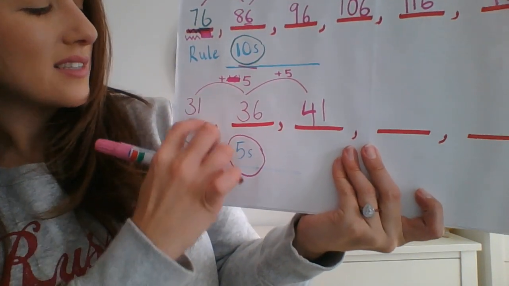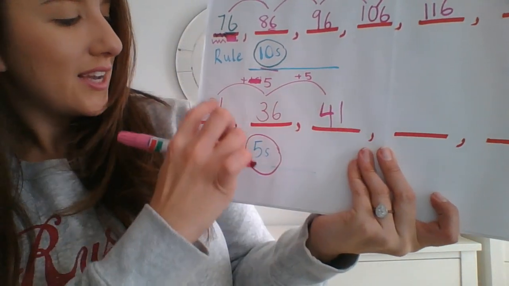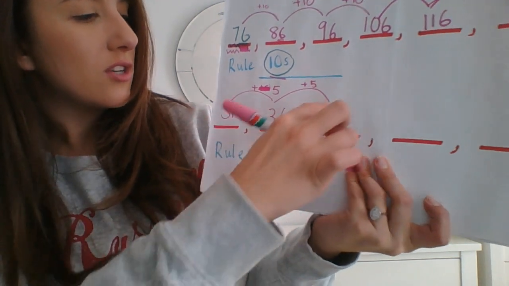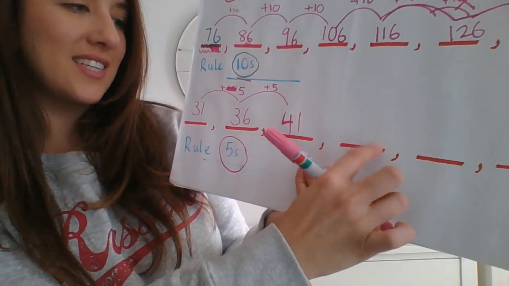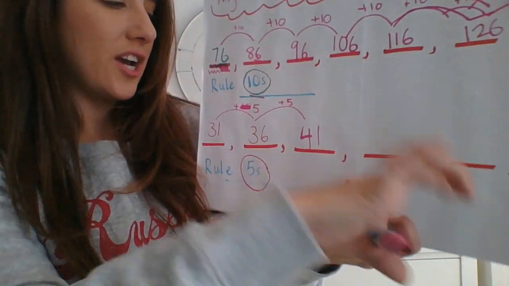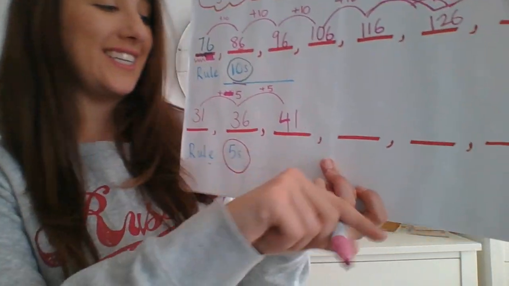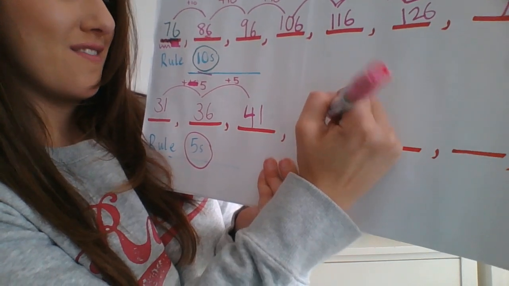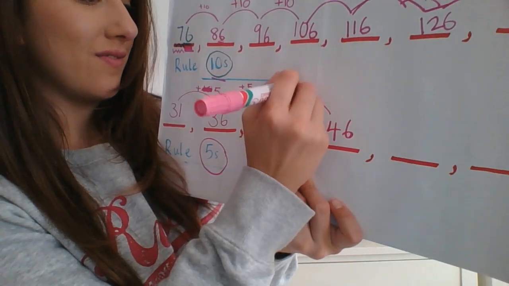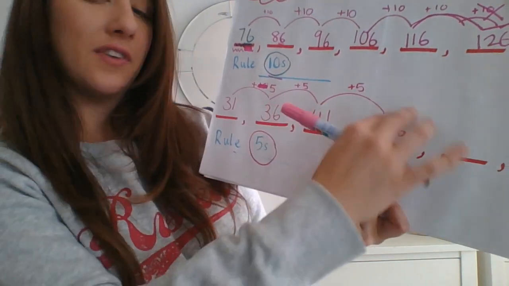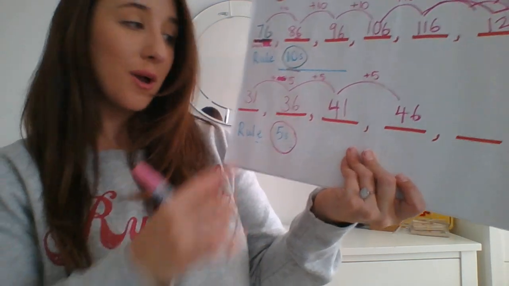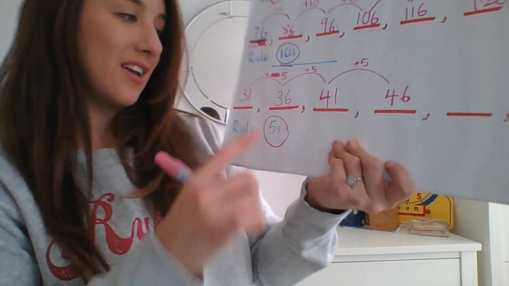Have a look at the ones column. It goes from a 1 to a 6 to a 1. I wonder what's going to be next in the ones column. Let's check. 41, 42, 43, 44, 45, 46. Now I think I'm confident enough to give this a go because I have noticed the pattern.